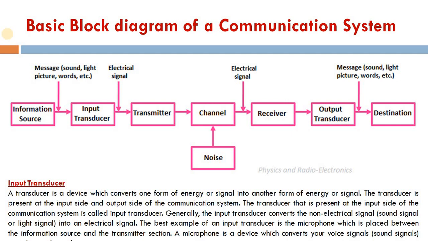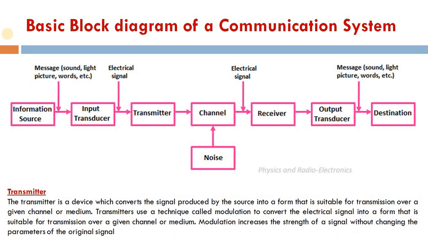The transducer that is present at the input side of the communication system is called input transducer. Generally, the input transducer converts the non-electrical signal, for example, sound signal or light signal, into an electrical signal. The best example of an input transducer is the microphone, which is placed between the information source and the transmitter section. A microphone is a device which converts your voice signals into electrical signals.